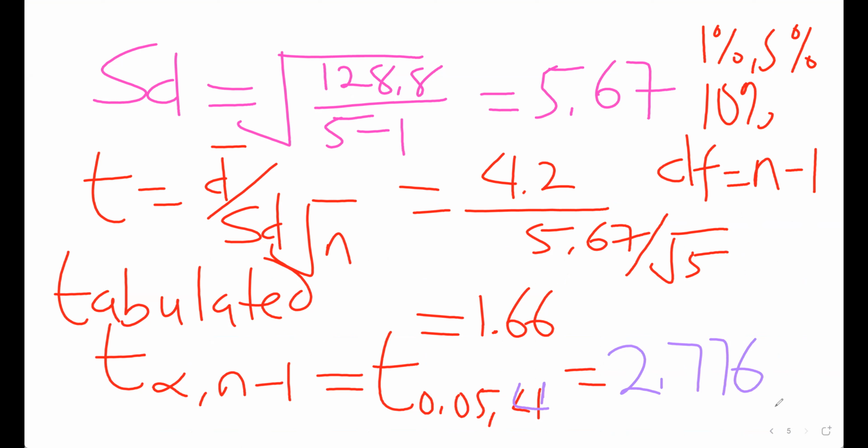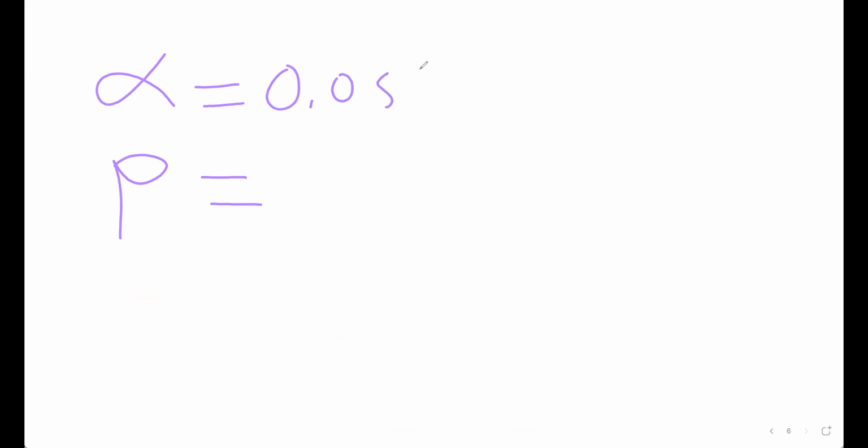The next step says compare alpha as well as the p-value. Alpha was already found to be 0.05. What is the p-value? Well, this is how you find the p-value. Write this down. Always use a test statistic, or the calculated value, to find the p-value. The test statistic here we found was 1.66.